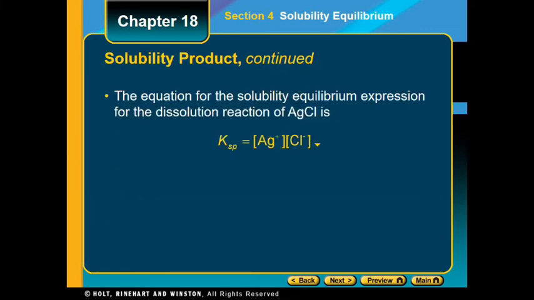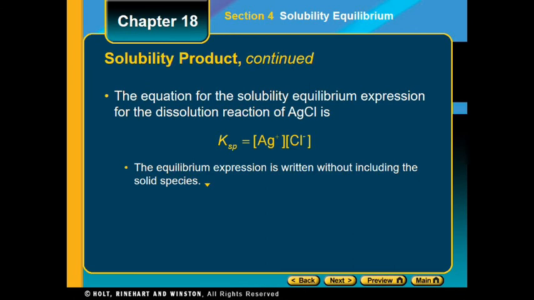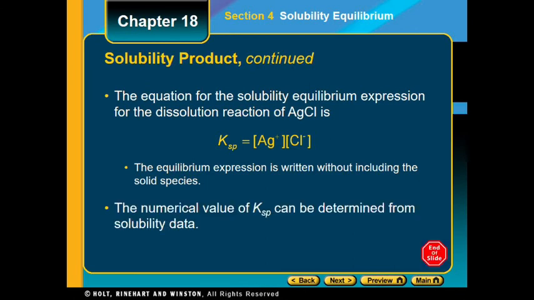In this one right here, here's the KSP setup, or the solubility equilibrium expression for silver chloride. Because both of these were raised to the first power, you can see that we do not have exponents shown, because they will be understood as 1.